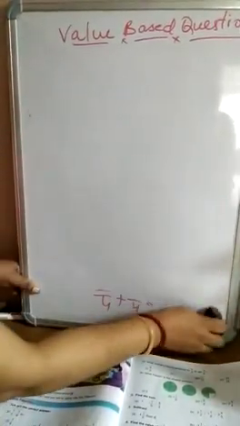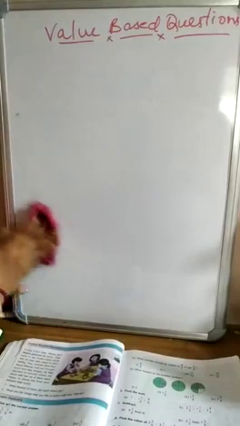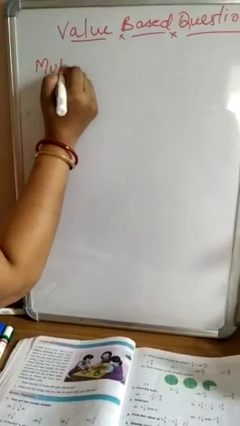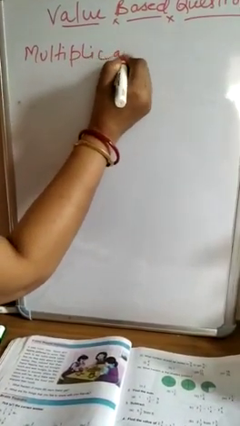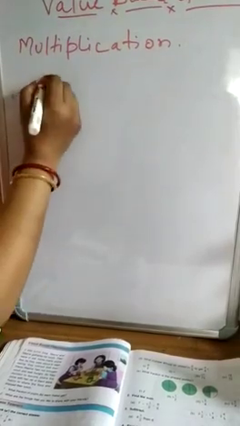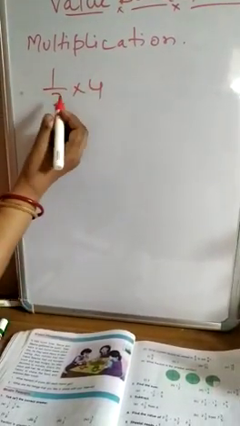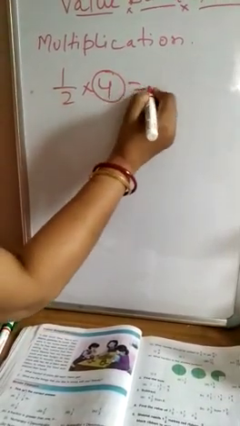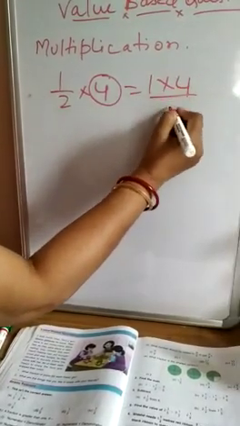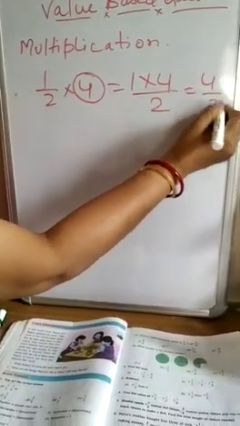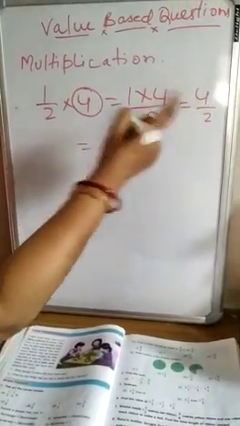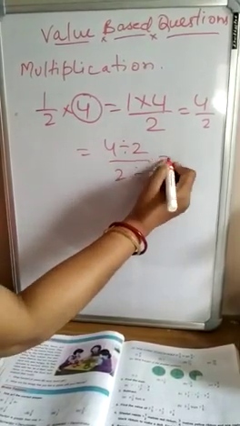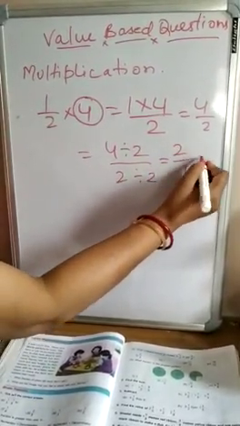Now in case of multiplication, children, in case of multiplication of a fractional number, for example 1 by 2 multiplied by 4, when a fractional number is multiplied by a whole number, this whole number will be multiplied by the numerator, right? 1 into 4 by 2, and then 4 by 2. Here we will see whether they have a common factor or not. Here 4 has the common factor 2 and 2 also has the common factor 2. So 4 divided by 2 and 2 divided by 2, that is 2.